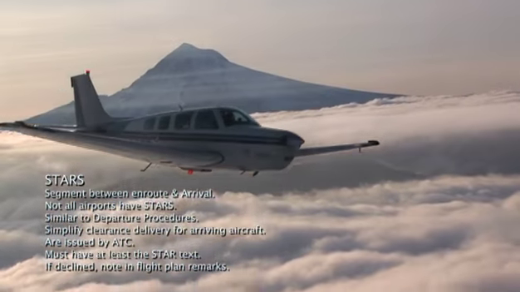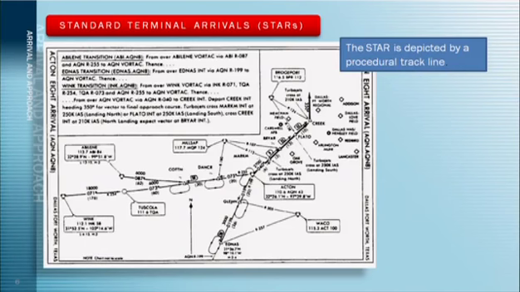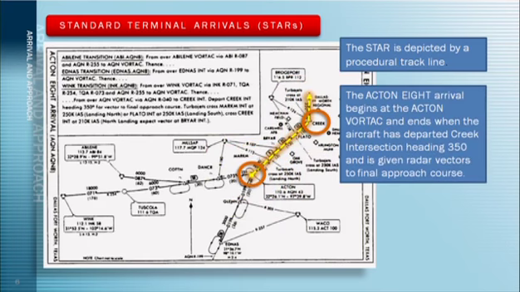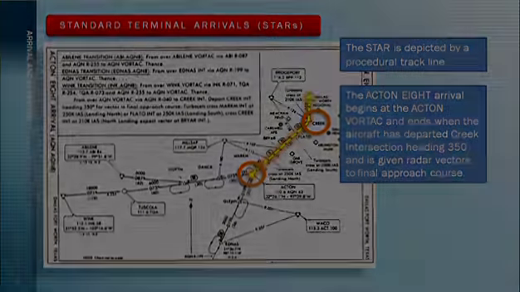Here's a STAR close up. This dark line signifies where the STAR begins. It starts at the Action VOR and ends at the Creek intersection. After Creek intersection, ATC will vector you to the airport.